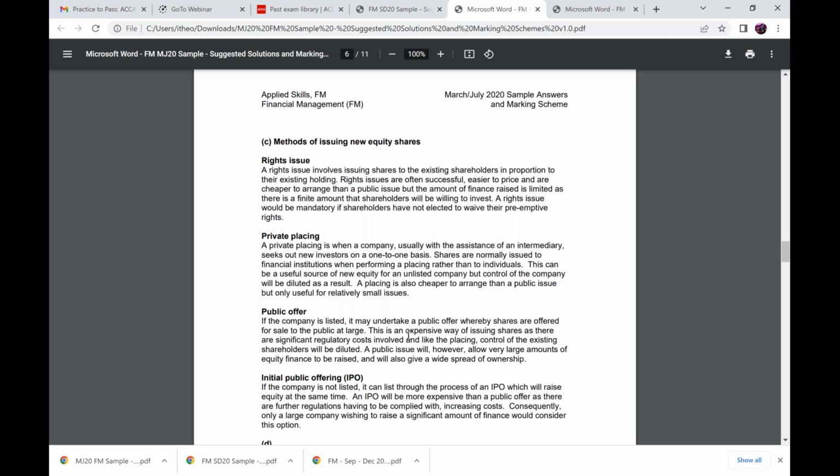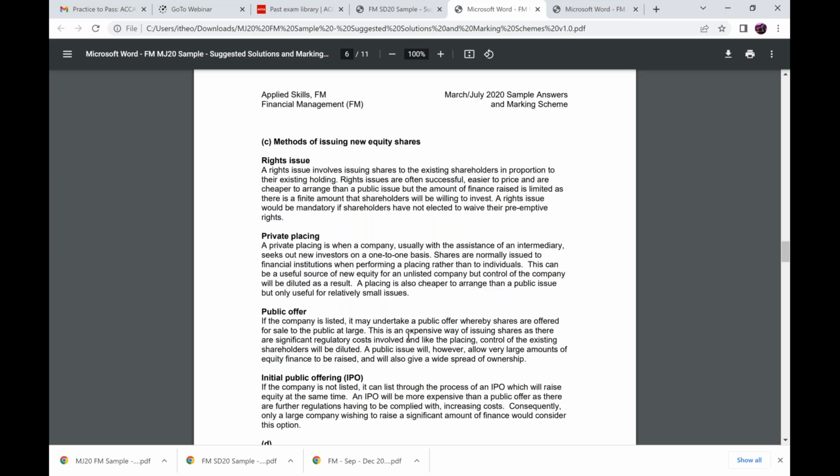What is placing? Placing is simply when shares are not issued to individual investors, but are issued to institutions. This is placing. Whether you issue shares to investors or institutions, your equity shares increase in the market. So placing is also a thing. Third is the public offer. This is a way of issuing new equity shares.